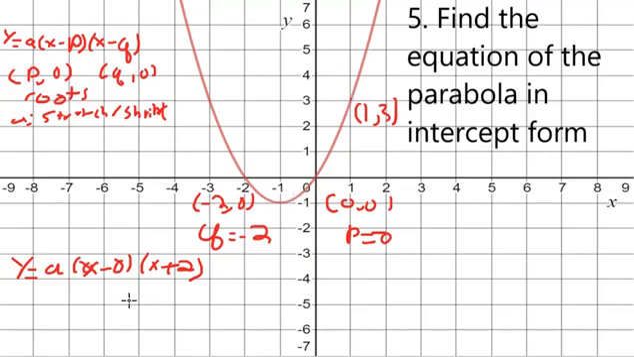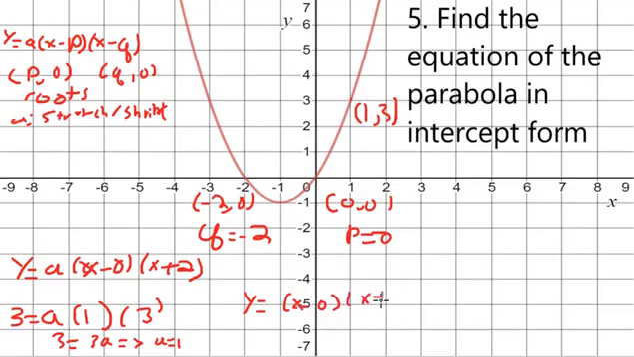So we have a point (1, 3), so I'm going to plug in that point to get 3 is equal to a times 1 times 3. This says that 3 equals 3a, which means that a equals 1. Awesome. So that gives us our final answer of y equals x minus 0 times x plus 2, which we could further simplify to x times x plus 2.